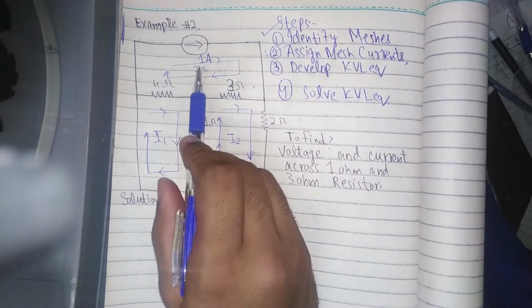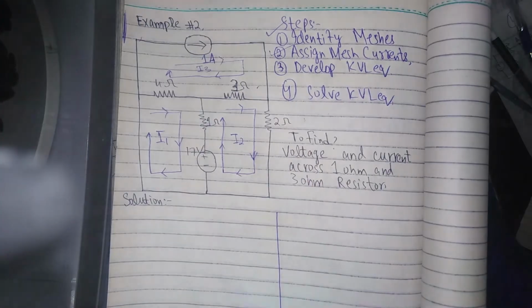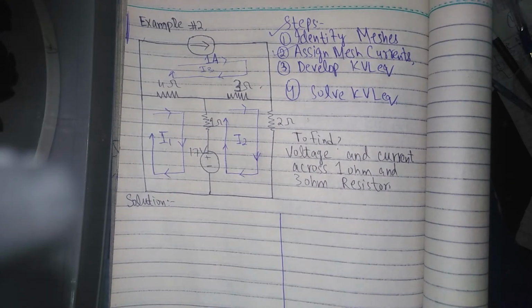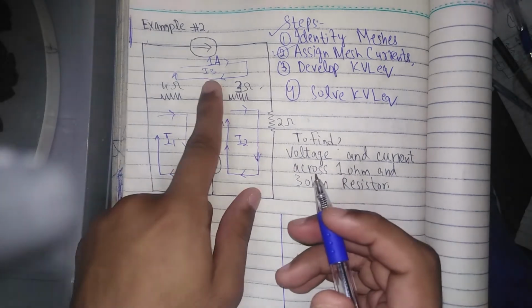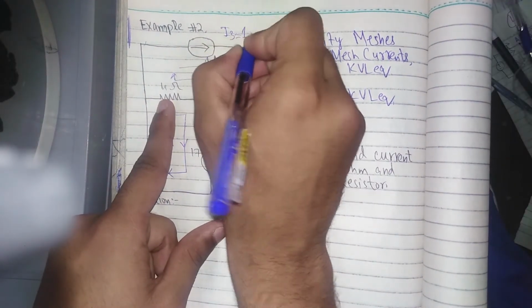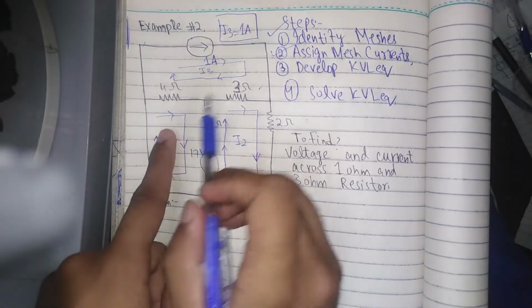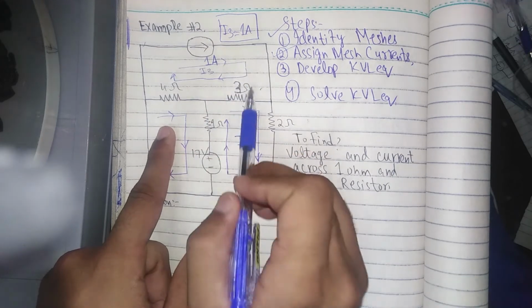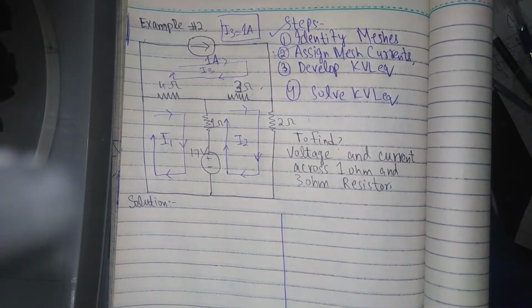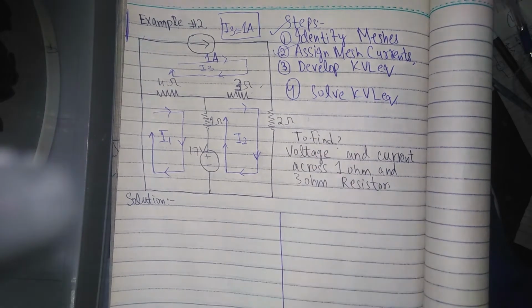Now students, here I3 is equal to 1 ampere. So our first step is done, to solve the current across I3. So here I3 is 1 ampere, because in series current is the same, so these two are also in series with this current source. Now our next step is to develop KVL equations.